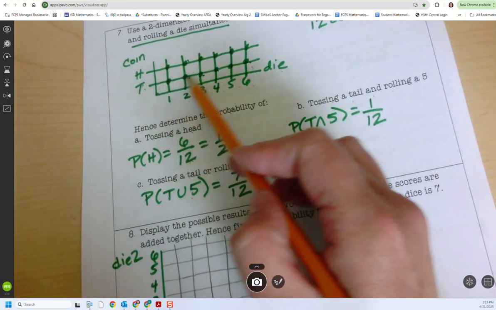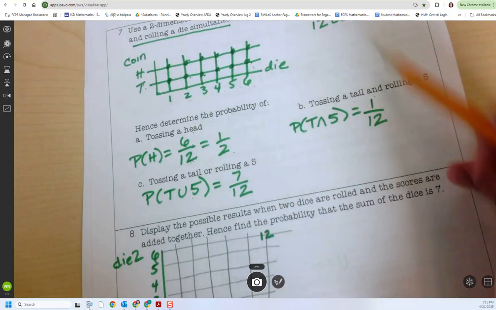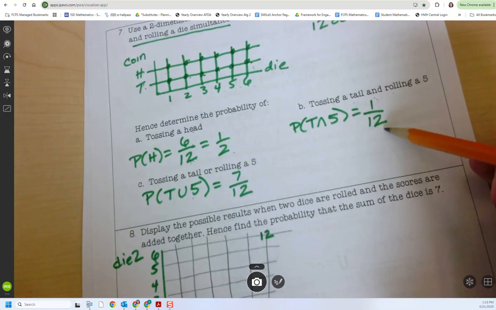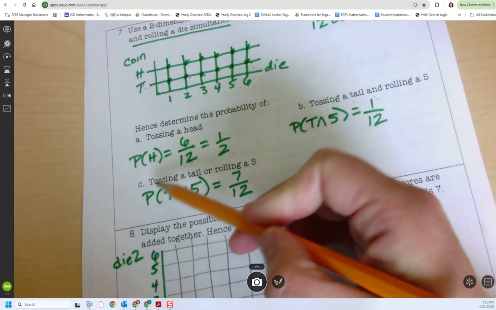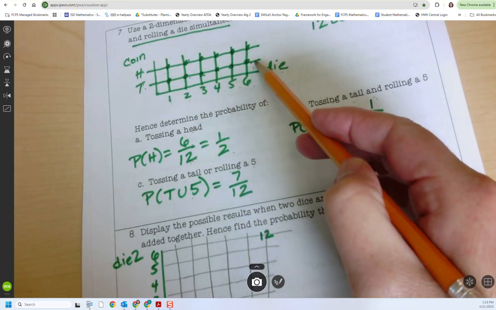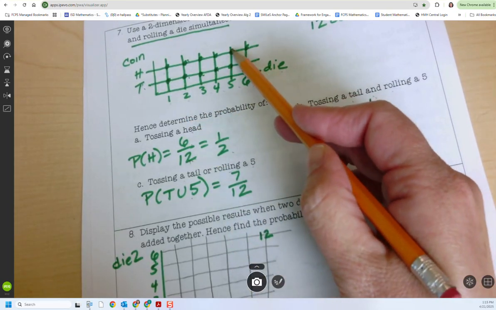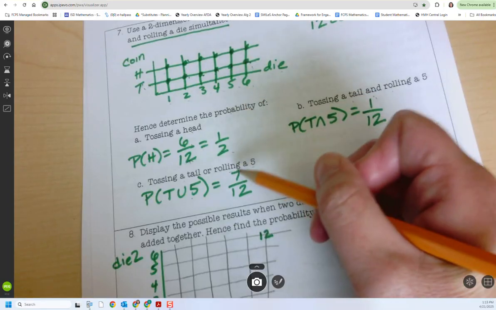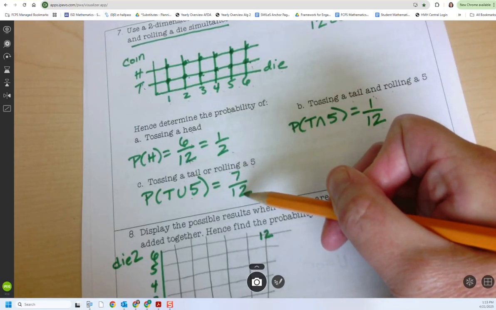Tossing a tail and rolling a 5. So there's only one place where you have both a tail and a 5, so there's one way to do it out of 12 altogether. Tossing a tail or rolling a 5. So there are 6 tails, and we already counted that one, but there's one more 5 over here. So that's 7 altogether out of 12.